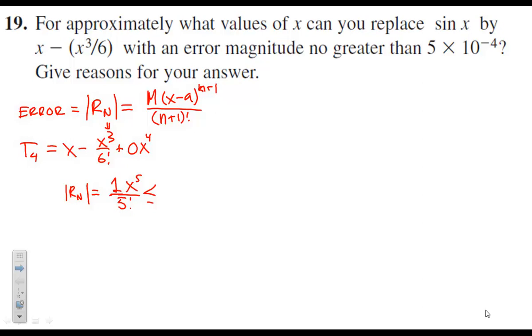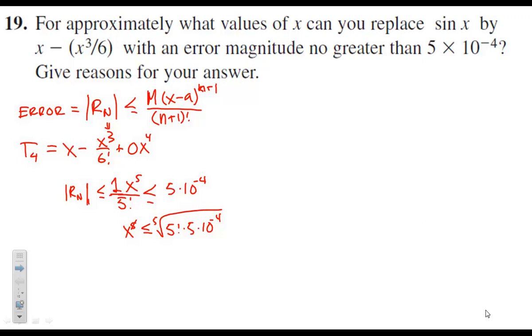And now I want to know, when is that value? Sorry, I messed up here. This is an equal. These remainders have to be less than this value. And we want to know, when is this less than 5 times 10 to the negative 4th? So if we solve this algebraically, we get x to the 5th is less than or equal to 5 factorial times 5 times 10 to the negative 4th, and then we're going to take the 5th root of that.